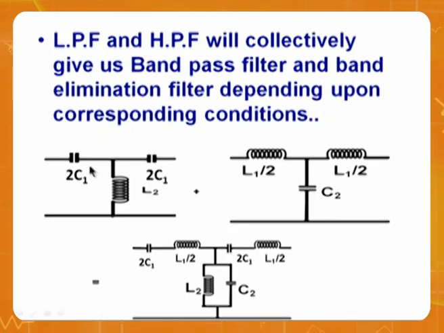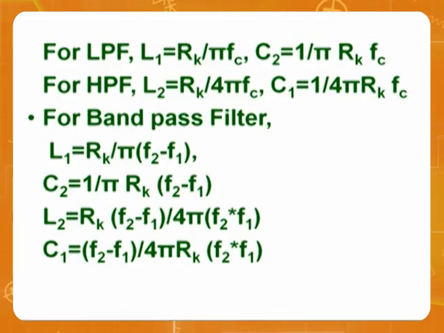Then how do we get that? By cascading a high pass filter with a low pass filter. When you cascade, you see this comes here, this comes here, this comes here, this comes here. These two are here. So then what are the equations involved? As we said, these are the equations for low pass and high pass. When we cascade, L1 and C2 belong to low pass, and C1 and L2 act as high pass.